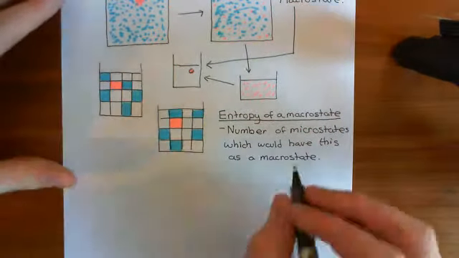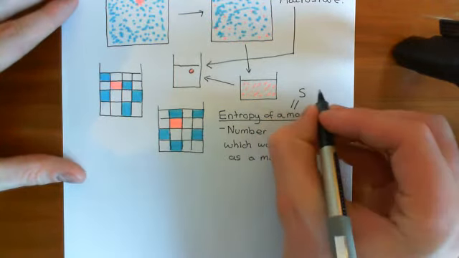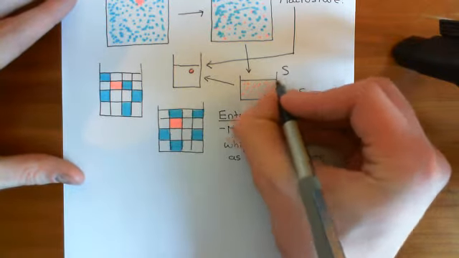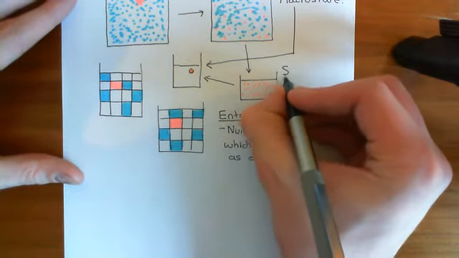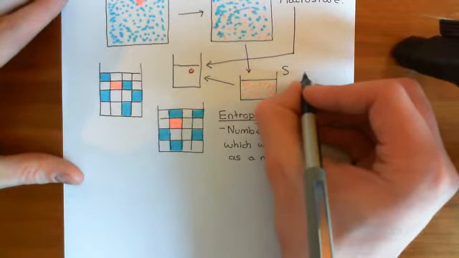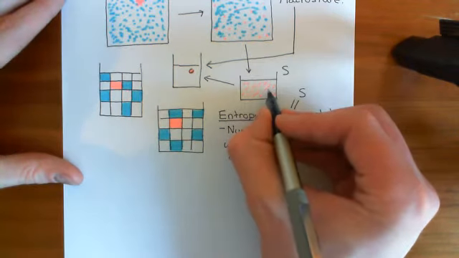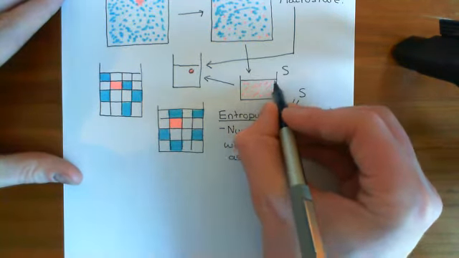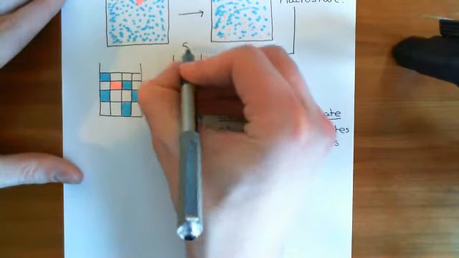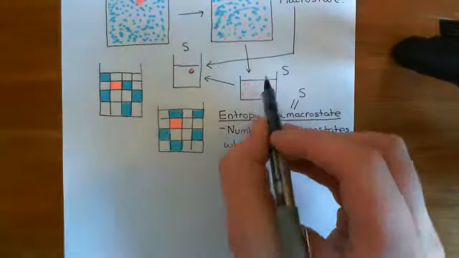Entropy is given the symbol S. In principle, at least, you could work out what the entropy of this macrostate was. So you'd call this the S value for this. It would be some enormous number, which is the number of microstates of the system that would all look like this to a human, that would all have this as their macrostate appearance. And again, you could work out the entropy of this macrostate here.